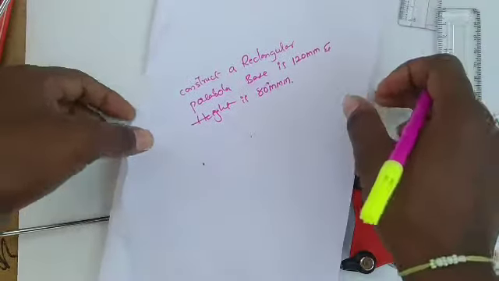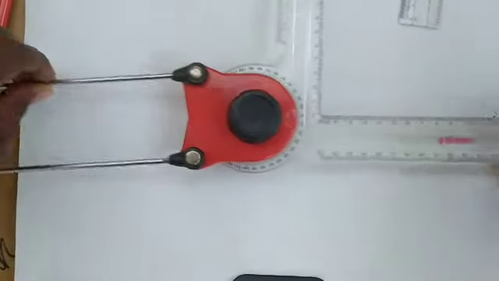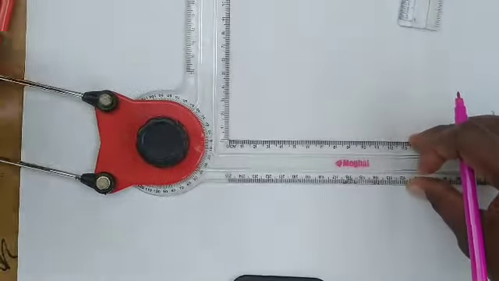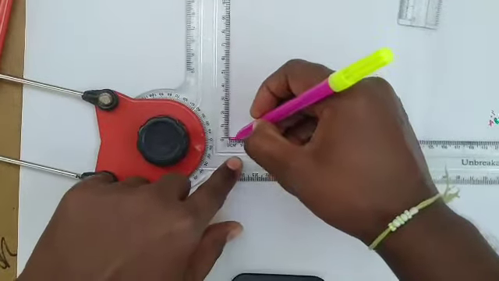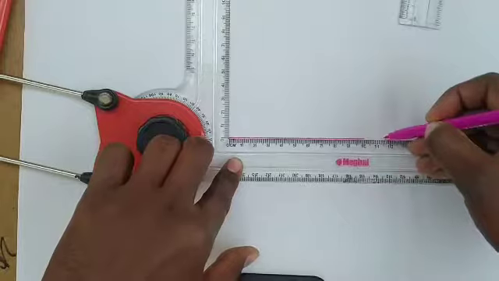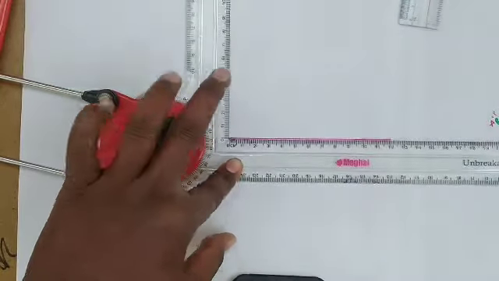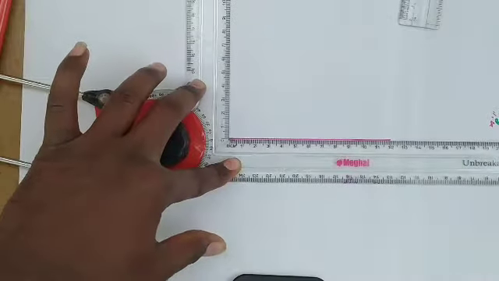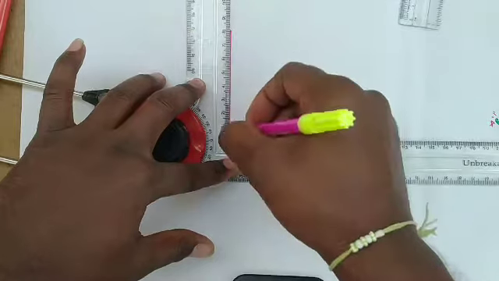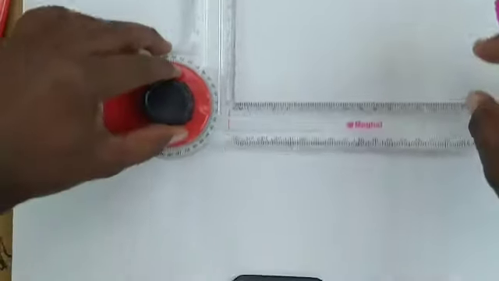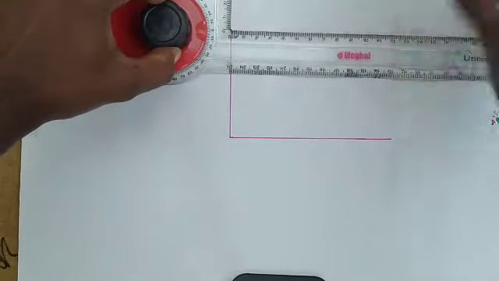Next, first of all, you have to draw the base of the rectangle. The base of the rectangle is equal to 120 mm. With 120 mm, draw a baseline. The height of the rectangle is equal to 80 mm. Next, construct a rectangle with this dimension.